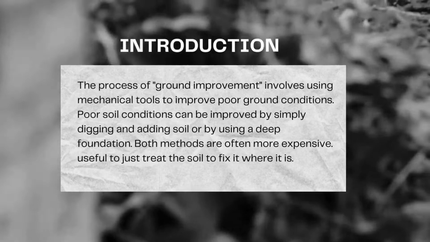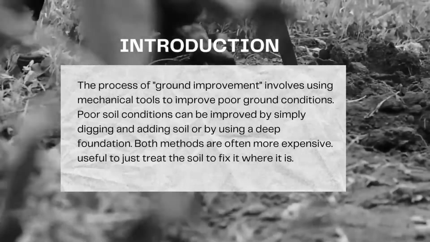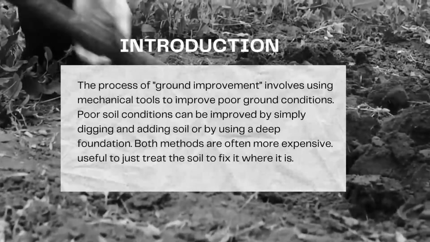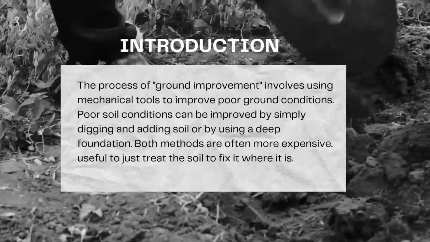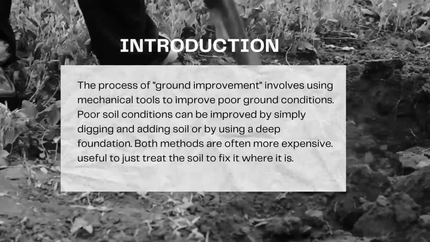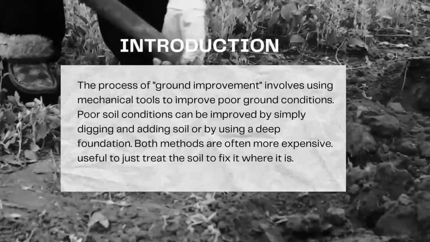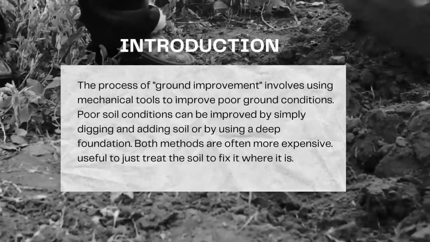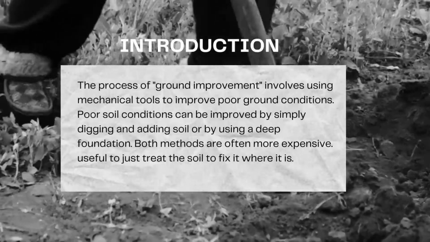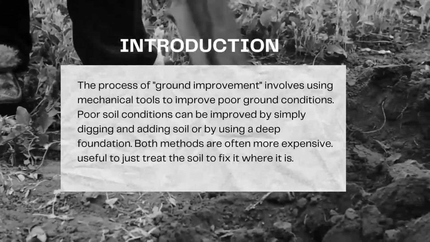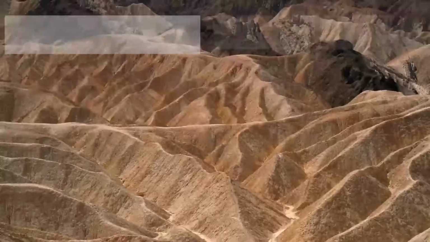Alright, firstly I will present the introduction. The process of ground improvement involves using mechanical tools to improve poor ground conditions. Poor soil conditions can be improved by simply digging and adding soil or by using a deep foundation. Both methods are often more expensive, so it is useful to just treat the soil to fix it where it is.